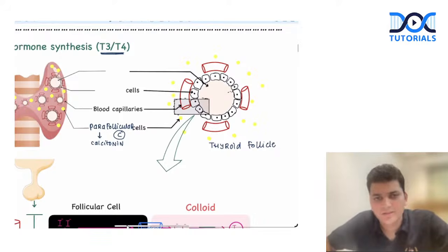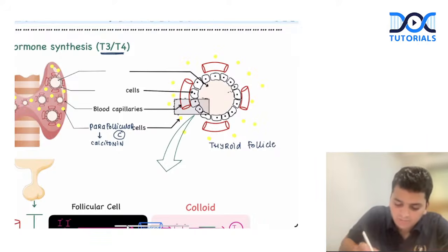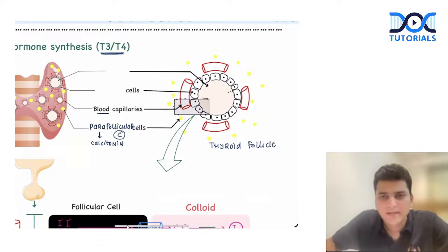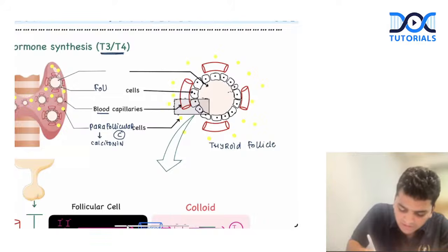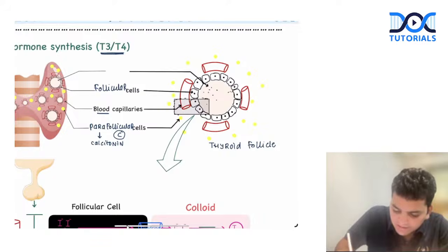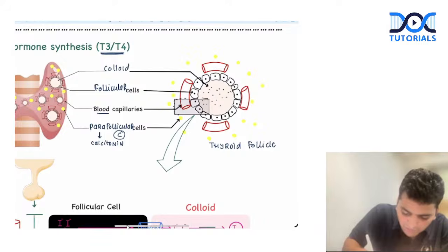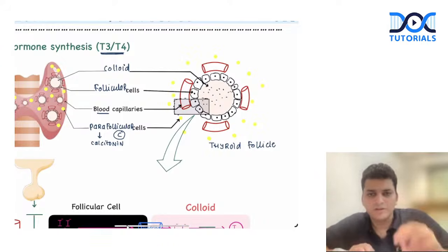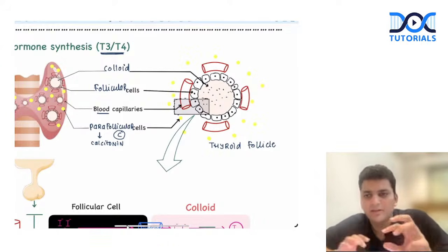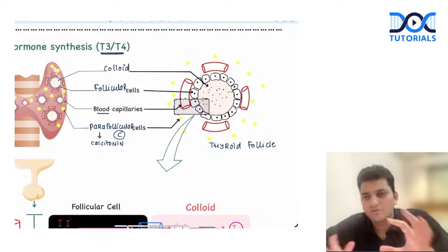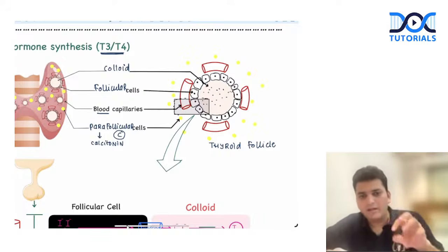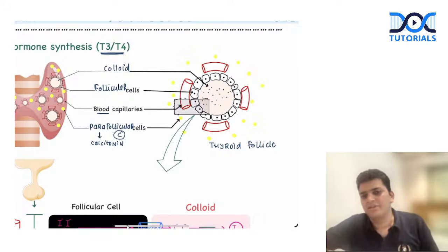There are three things that you can see. The outermost, the red color thing is the blood capillary. Then the black color cells arranged in the circle, that is called as the follicular cells. And in the center, there is some liquid. And this liquid is called as colloid. So this combination of these three, the blood capillary, the follicular cells, and the colloid, this combination is called as the thyroid follicle. Now, this thyroid follicle is the one actually which is making the T3 and T4.